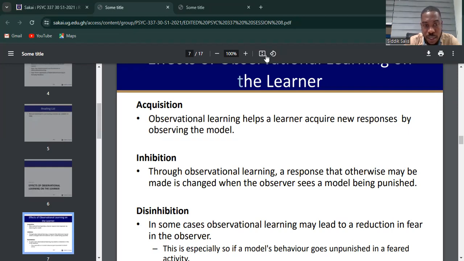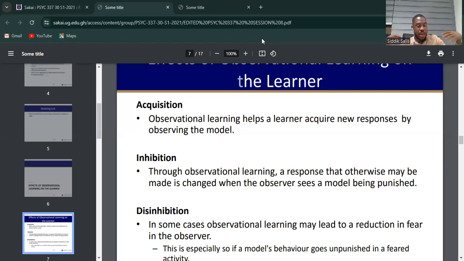The subtopic is the effect of observational learning, the one we are studying now. Or we say features, or what do we say? Anyways, these are some features of how observational learning looks like. We can either acquire it.